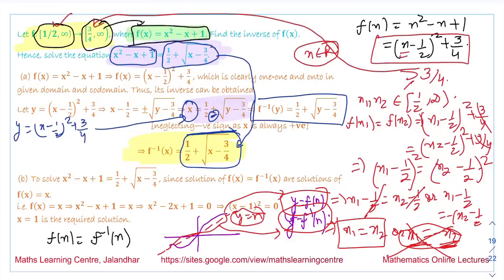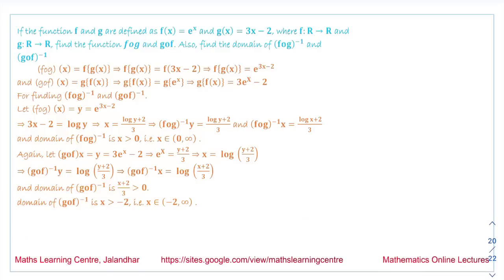It means the solutions of this equation are the same as the solutions for f(x) is equal to x, and this is mentioned over here, that the solutions of f inverse of x is equal to f(x) and the solutions of f(x) is equal to x are the same. So we write this equation in the form f(x) is equal to x, which implies x square minus x plus 1 is equal to x, and on solving this we obtain that x is equal to 1 is the required solution.